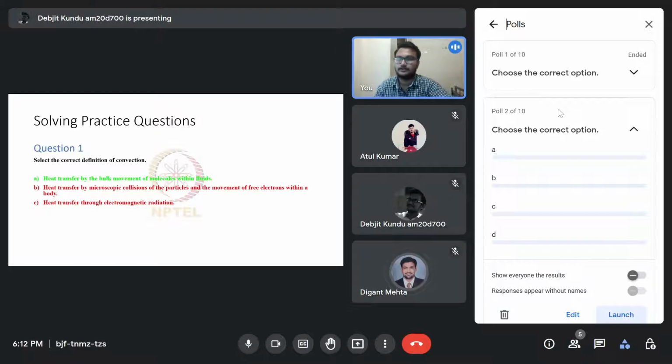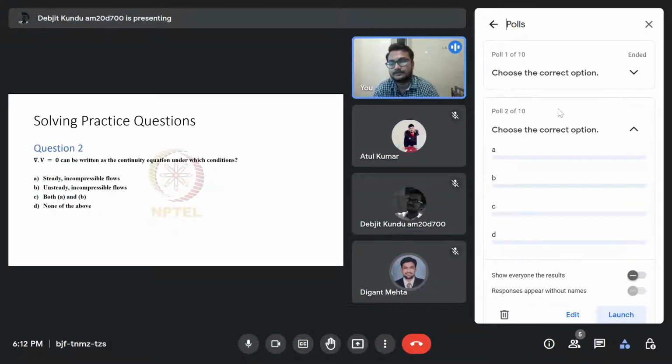So we will move on to question number 2 of today's session. Question number 2 says that the gradient of v equal to 0, this equation can be determined as the continuity equation under which conditions. So this equation, del dot v equal to 0, is a form of continuity equation but under certain specific conditions. So what kind of conditions are they? If we look at the options, option A says steady incompressible flows, option B says unsteady incompressible flows, option C says both A and B, and option D is none of the above.